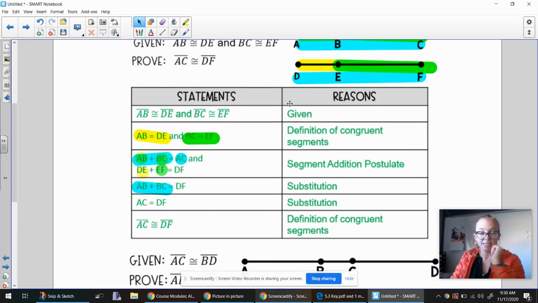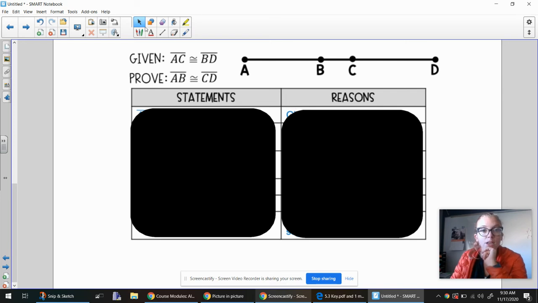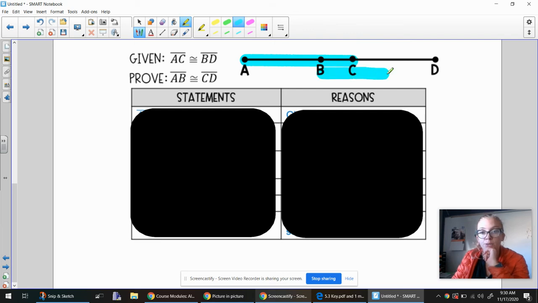Let's do one more example together, and then you're going to try 2 examples on your own. So here we have AC is congruent to BD. We want to prove that AB is congruent to CD.